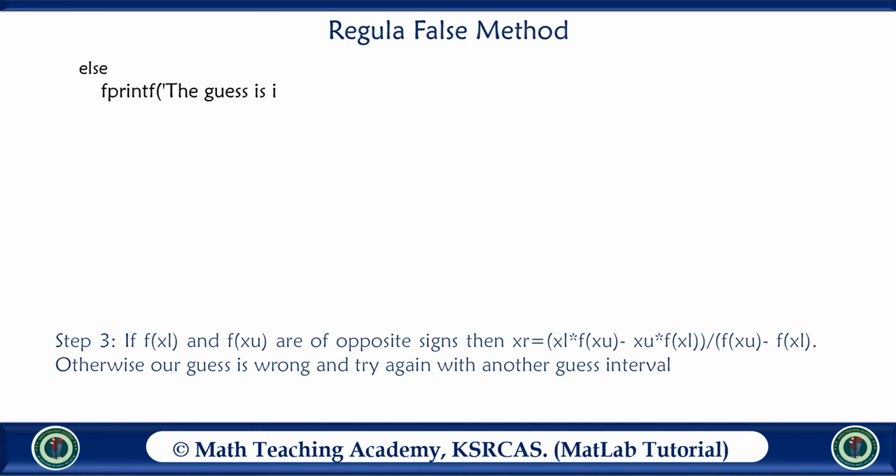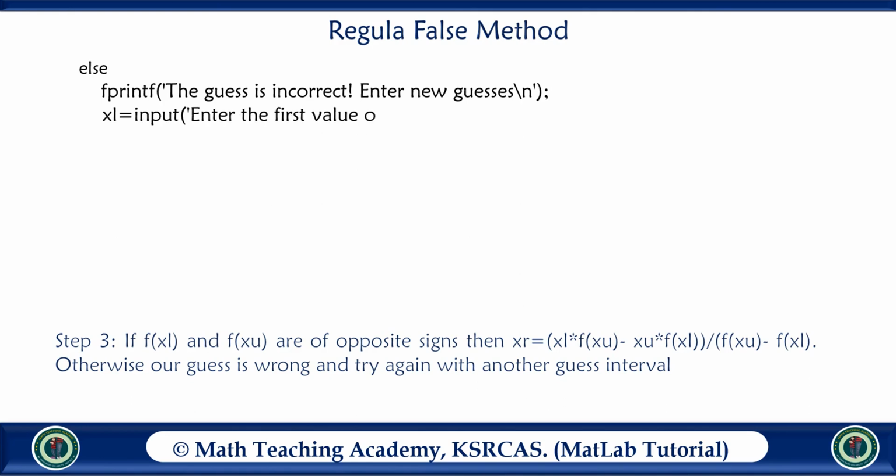This is achieved by the command fprintf the guess is incorrect, enter the new guess \n. This command will display the text, the guess is incorrect, enter the new guess, on the screen, and the control will be transferred to the next line, because here you have typed \n. That is why the control will be transferred to the new line.